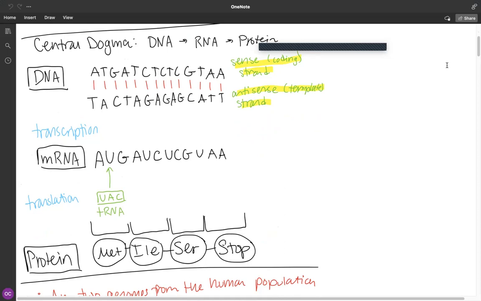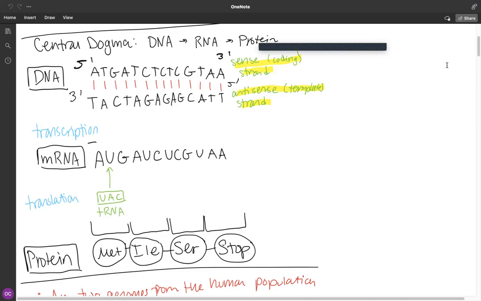So remember that the template strand is what the mRNA matches to during transcription. But a quick way to also get your mRNA sequence is to just take the sense strand, which is the 5' to 3', and just replace all of the T's with U's, with uracil. But it also might be helpful if you just write everything out as well.